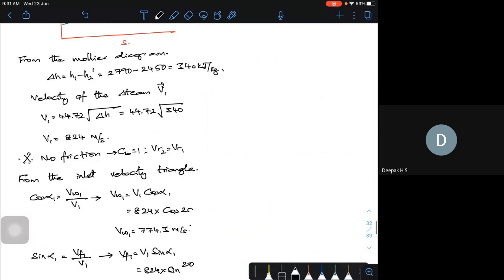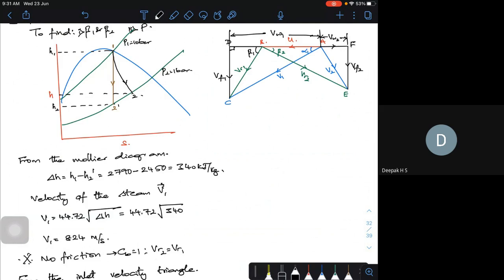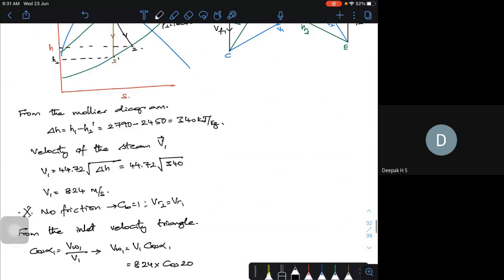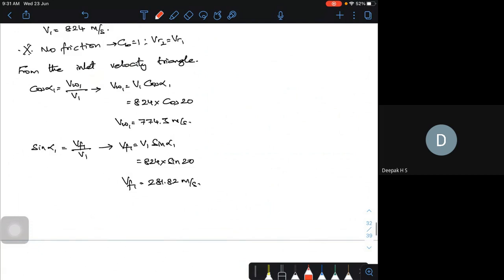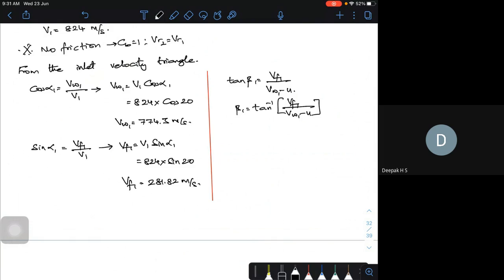Now what is tan beta 1? Tan beta 1 is equal to Vf1 divided by Vw1 minus u, that is x. Or I can write beta 1 is equal to tan inverse of Vf1 divided by Vw1 minus u.